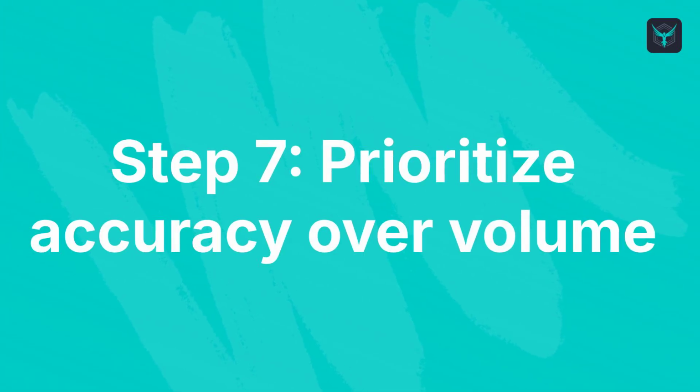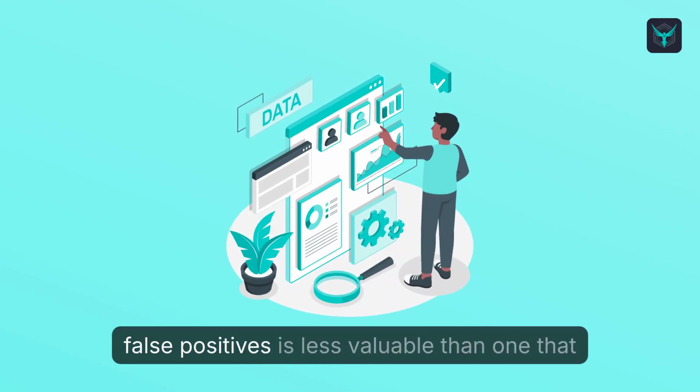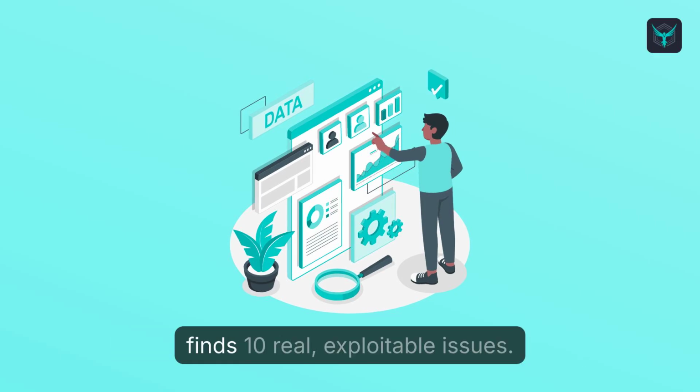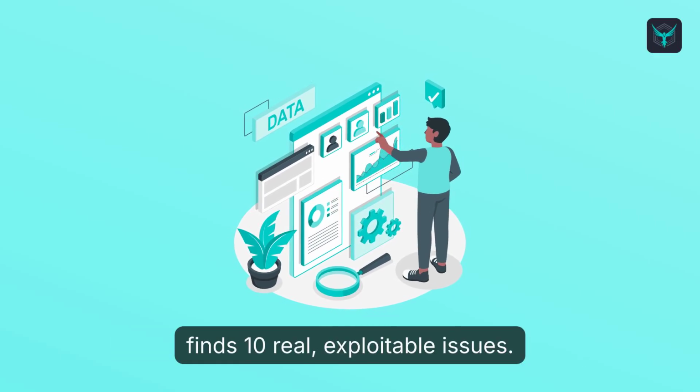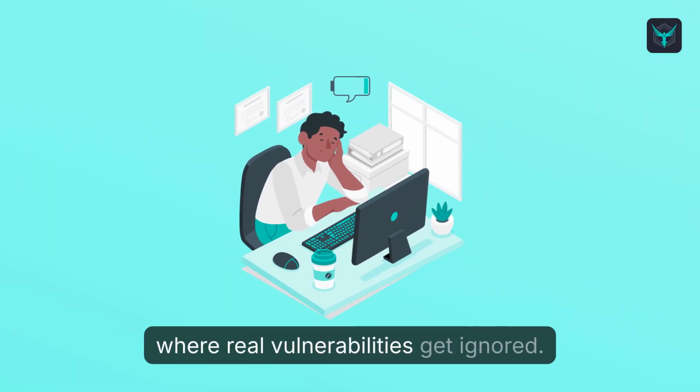Step 7. Prioritize accuracy over volume. A tool that finds 100 vulnerabilities with 90% false positives is less valuable than one that finds 10 real exploitable issues. High false positive rates lead to alert fatigue, where real vulnerabilities get ignored.